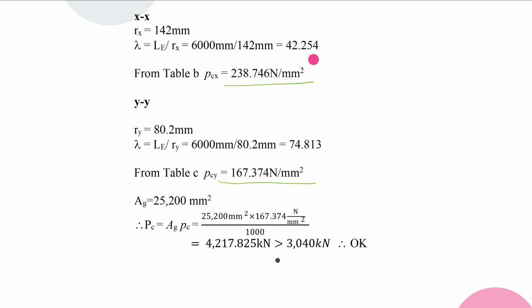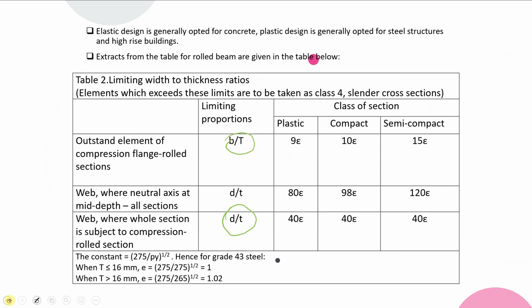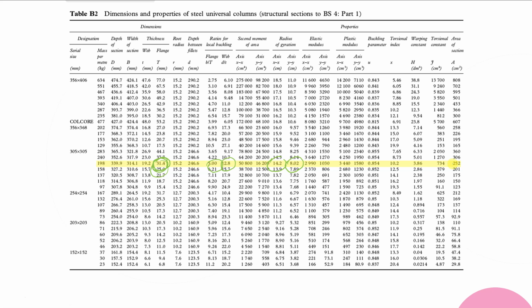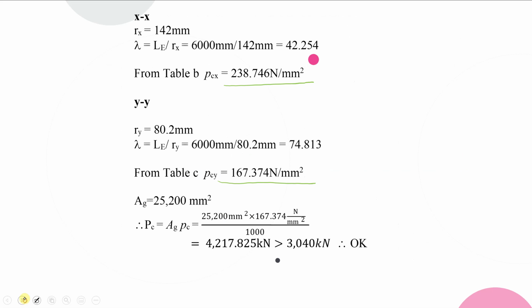I got PCY is lower, 167.374. I multiply it by the area of the column, which is this one, 252 cm square, converted to millimeter square, you get 252 200 mm square. Just multiply, divide by 1000 because you want to convert to kilonewton. I got 4217.825, which is bigger than 3040, which is okay.